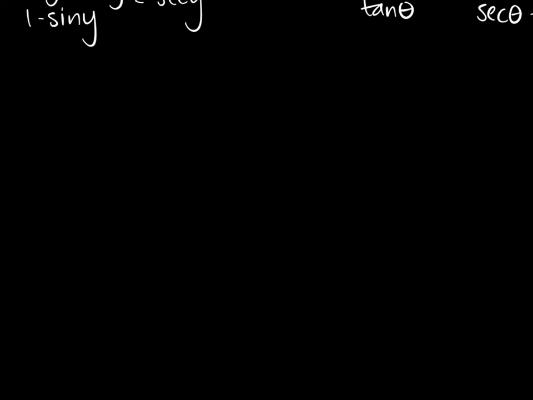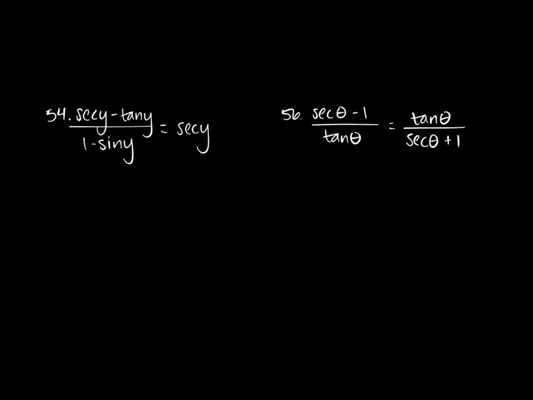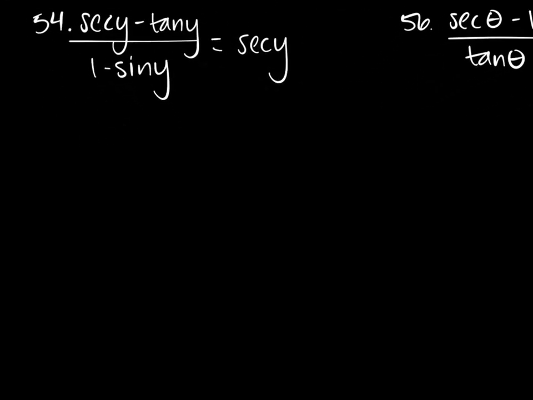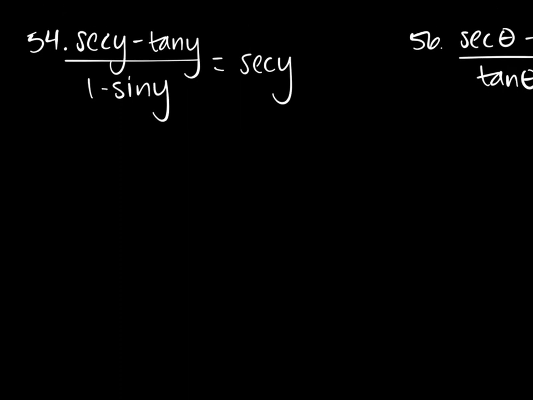We've got, for 54, secant y minus tangent y over 1 minus sine y is equal to secant y. So I notice that the left side, again, is a more complicated side, so I'm going to start with the left side. If you notice, all the ones we've done so far, they've always started with the left side. That is not always the case, okay? If you look in the notes, I did do one that doesn't start on the left side, so do keep that in mind. So now I want to get this left side over to the right side somehow.